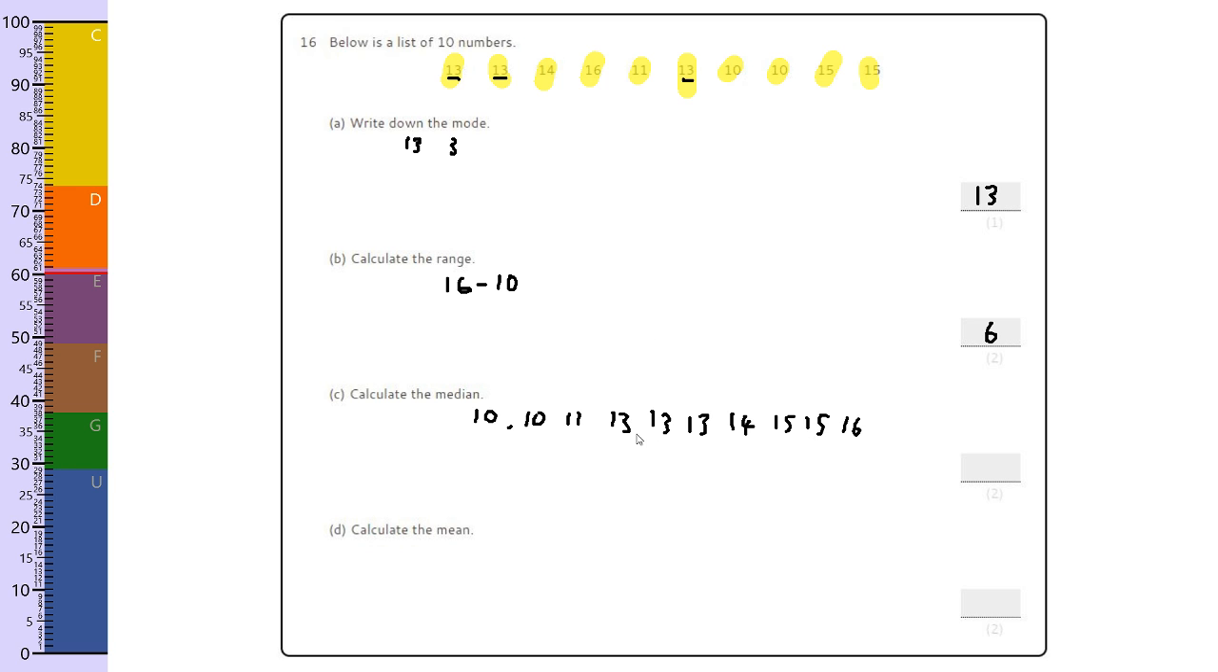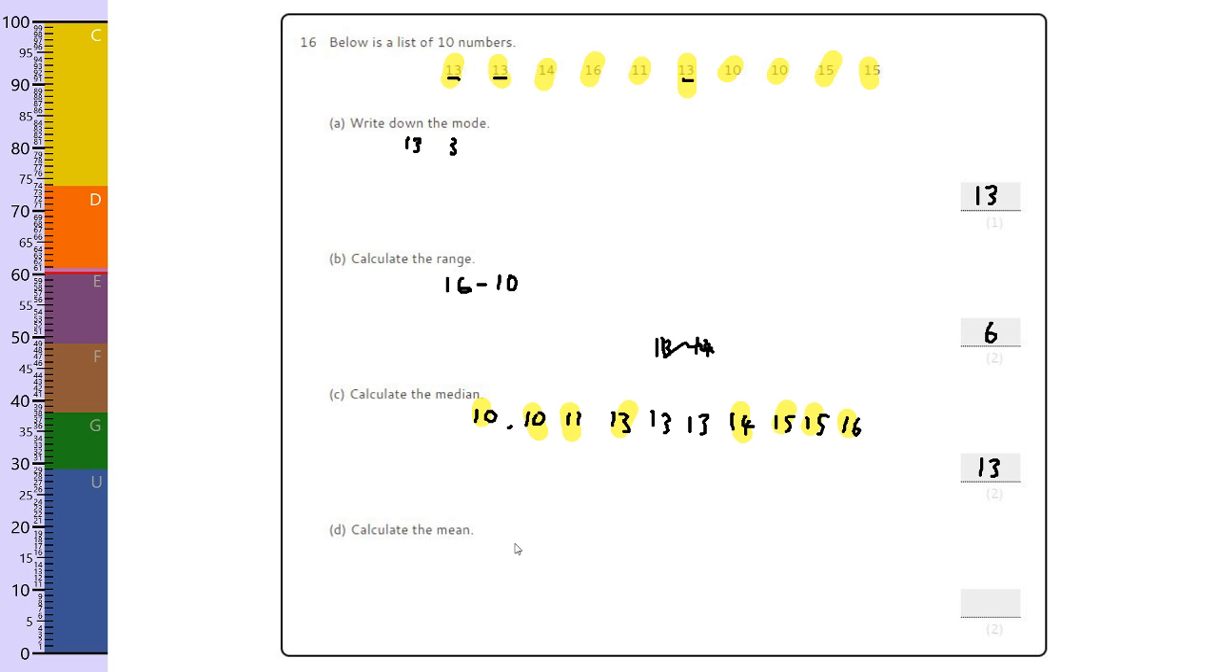So the way I'm going to do that is cross off one from both sides, then cross off another from both sides, then another, then another, and I'm left with 13 and 13 in the middle. So I could add them together and divide by 2, or find the halfway point, but the halfway number between 13 and 13 is 13. So the median's 13. Now if those two numbers were, say, 13 and 14, then halfway between those is going to be 13.5. They're not, so it's just 13.